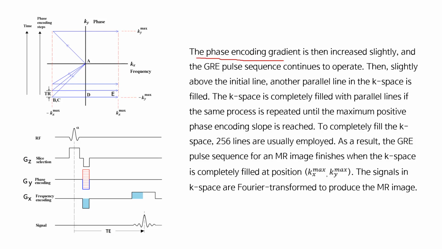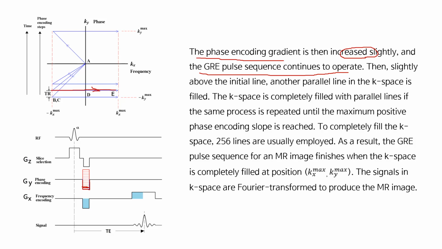The phase encoding gradient is then increased slightly, and the GRE sequence continues to operate. So we use the negatively largest slope at first, so this one at first, and next we increase the phase encoding gradient slightly, this much, and repeat the process again. Then we can fill one more line.